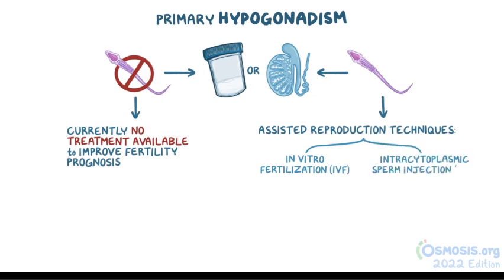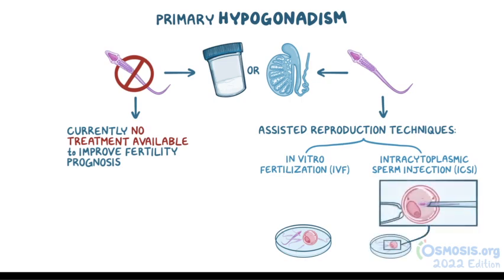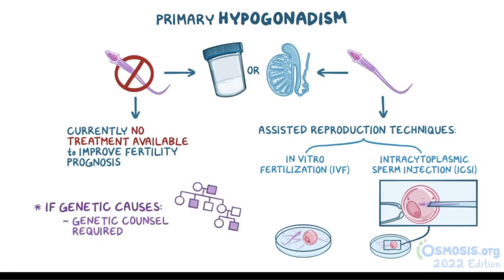injection, or ICSI. Basically, with IVF alone, sperm is collected from the male and oocytes are collected from the female, and they're put together in a petri dish to allow for fertilization to occur. With ICSI, a sperm is literally injected into the cytoplasm of the oocyte, which greatly increases the chance of conception. But bear in mind that in individuals with genetic causes, the mutations could be passed down to the offspring, so genetic counseling is required beforehand.